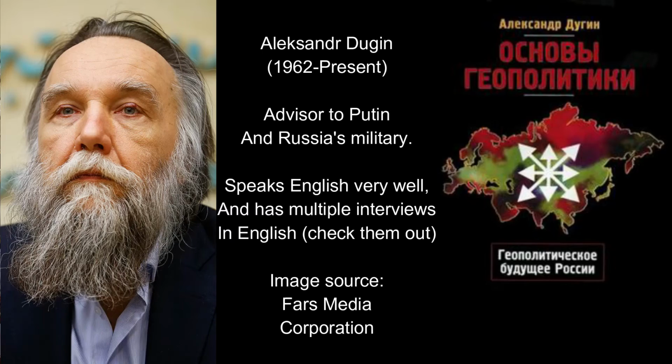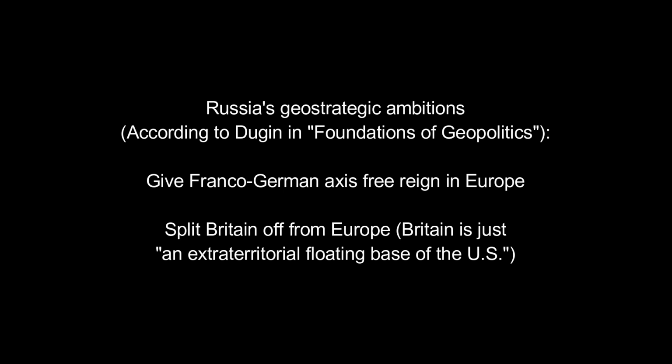And this is best laid out by Alexander Dugin, right? So this was in 1997. This is the book, The Foundations of Geopolitics. Now, what he lays out here is a bunch of different goals. So first of all is that they want a Franco-German axis. So basically, this is the EU.